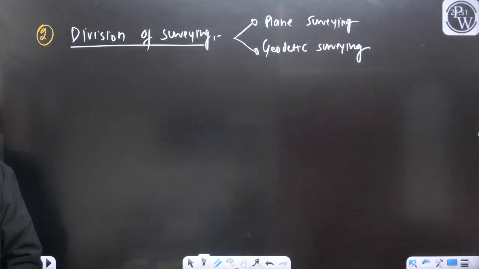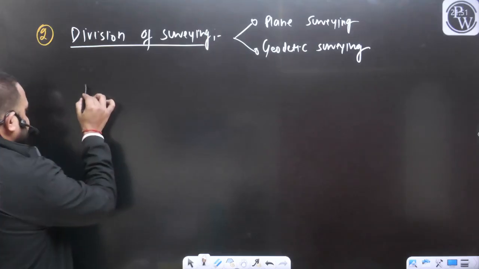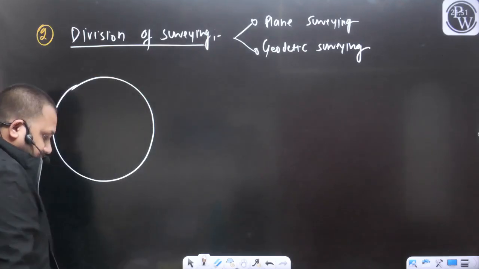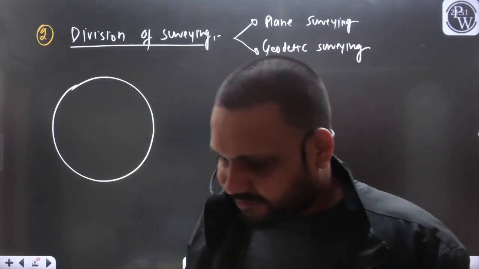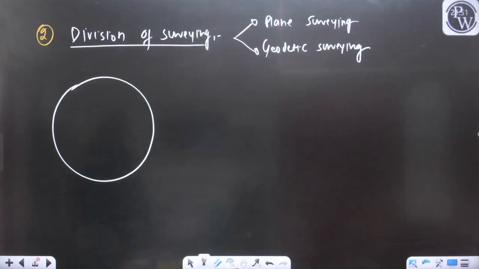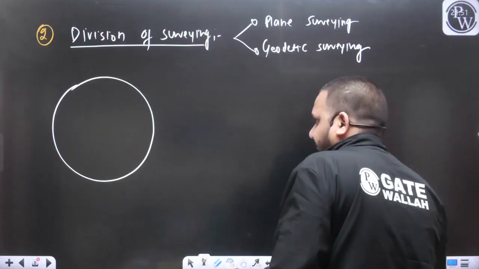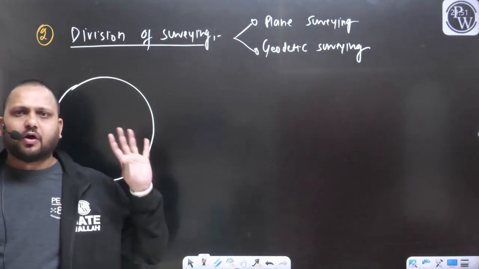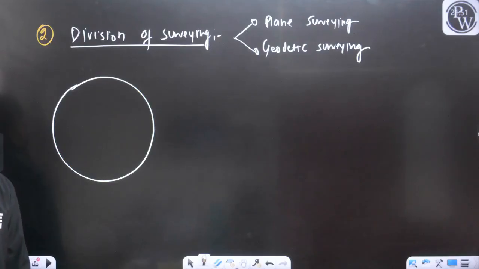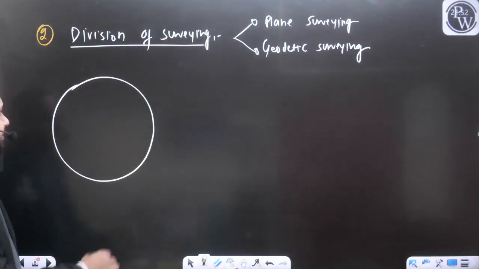Now, what is this plane surveying and what is this geodetic surveying? As we all know, this is our earth, and we are living on the surface of the earth, yes or no? Can I say there is a curvature on the earth's surface? Our actual earth's surface is curved.